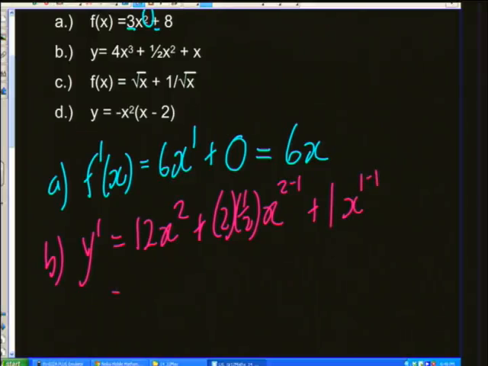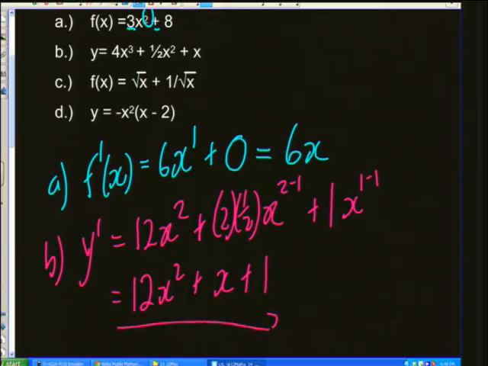Now let's just simplify those. We'll get 12x squared plus 2 times a half is 1, x to the power of 2 minus 1 is 1, so we can leave it as that, plus x to the 0 is 1. So we're just going to say that's 1. And there you go. Notice something interesting. We started off with a quadratic, and we've ended up with the derivative being a linear graph. When we started with a cubic, we've ended up with a quadratic. And that's a very important idea to get in your head.